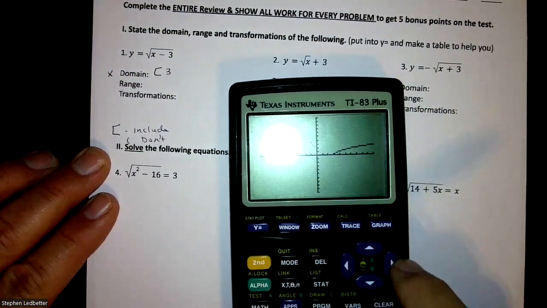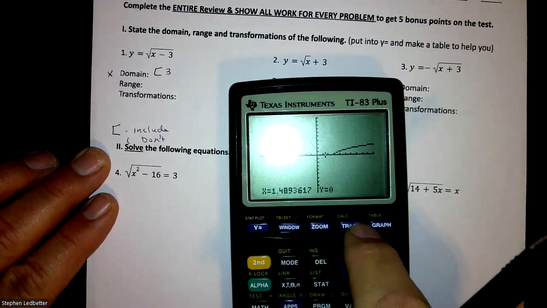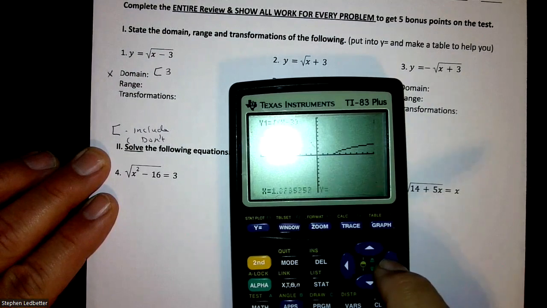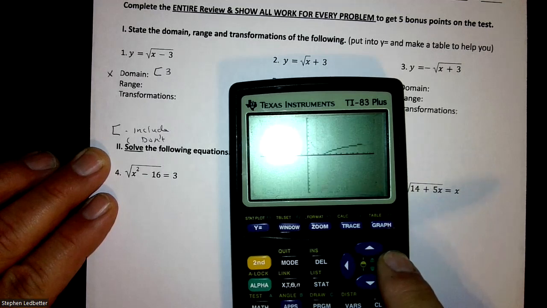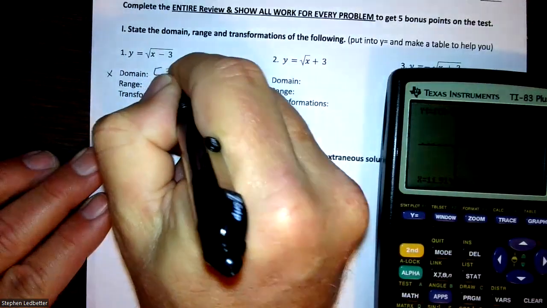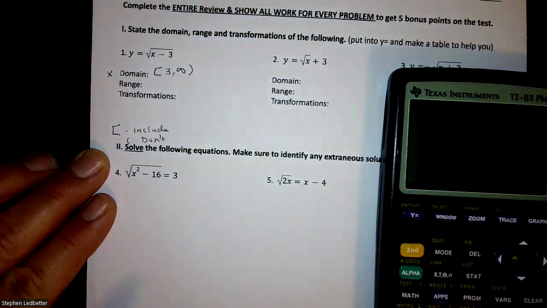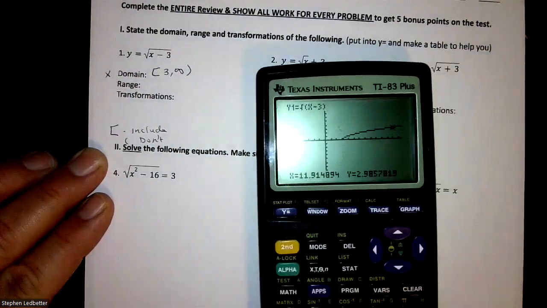I can scroll here, and if I hit trace, I'm going to follow this. I'm at 3. I'm following the line. You see the little bug. As I move over, watch, it continues. See how it keeps going? It never stops. Because of this, we're going to say positive infinity, and we put the parenthesis there because it doesn't include. It just keeps going and going.